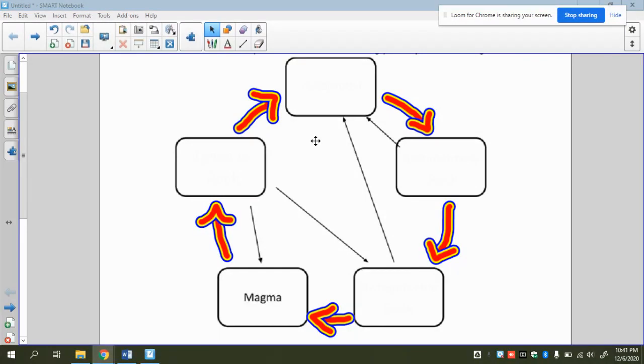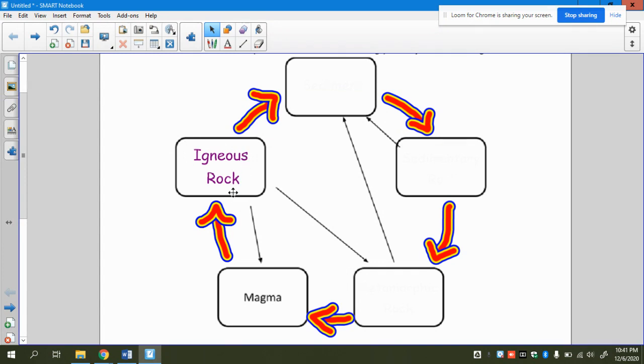We gave you magma, because if you have this, then you can pretty much figure out the rest. If I'm going from magma, there's only one arrow moving away from magma. That means magma can only turn into one thing, and I know magma can only turn into igneous rock. So go ahead and write that in, igneous rock.